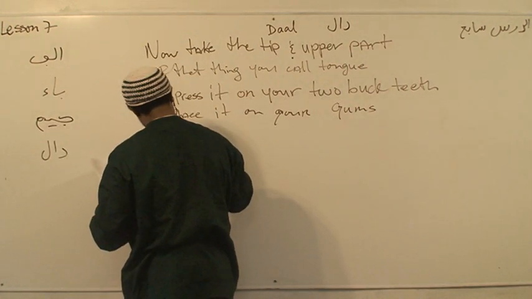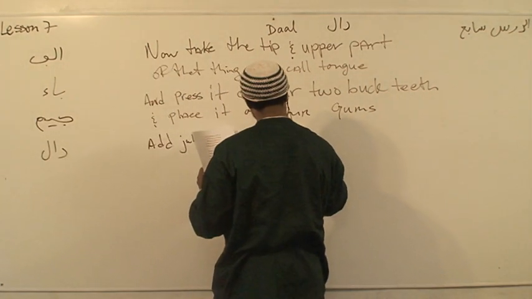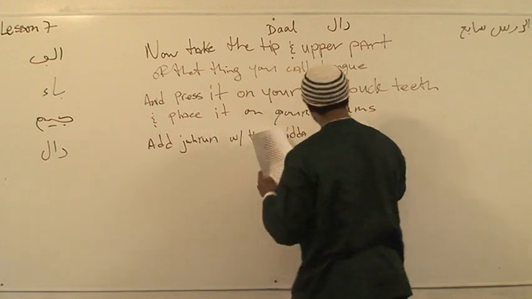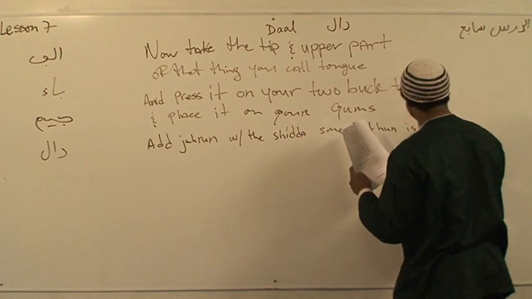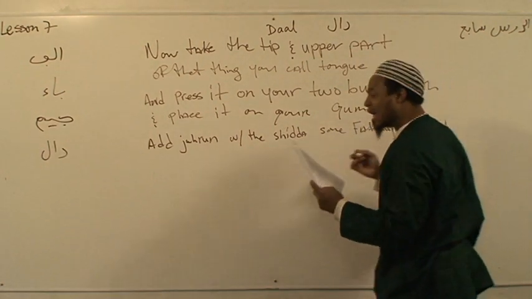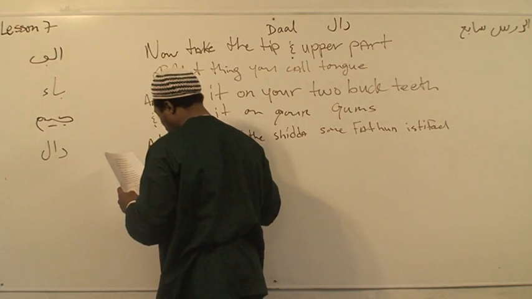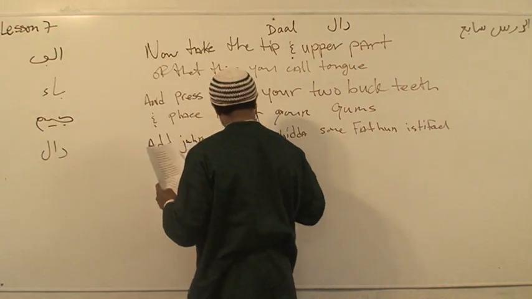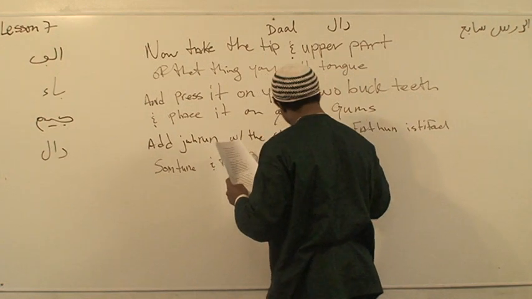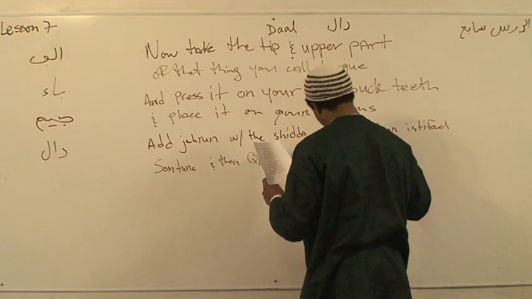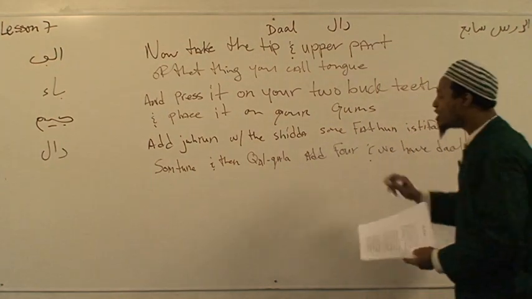Let's go here and say here. At jahrun, please, at jahrun, with the shidda, some fathun, istifal, please louder, samtun, and then qalqala, add 4, and we have DAAL. There's a point to be made here.